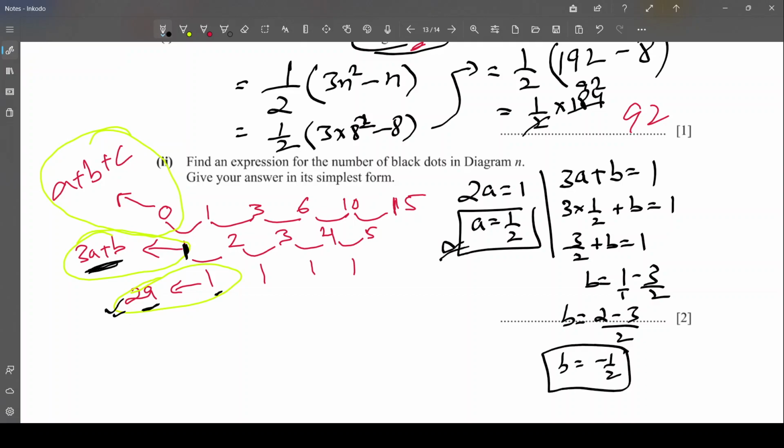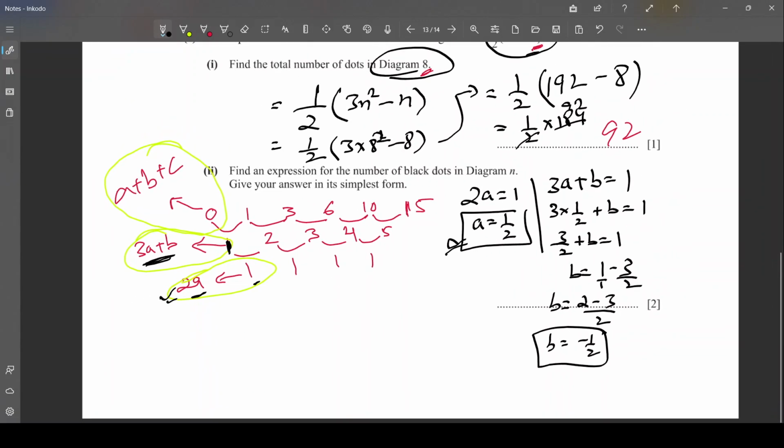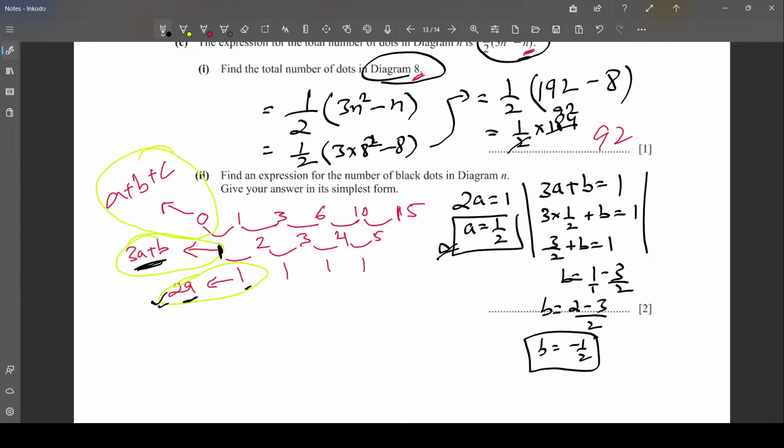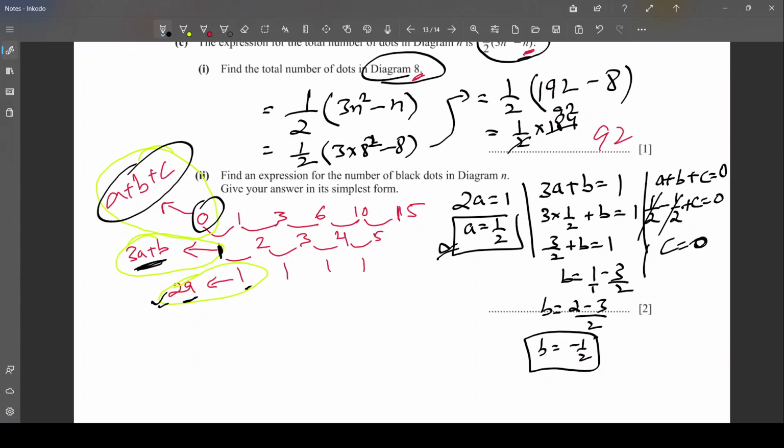So A we got as plus 1 by 2, and B we got as minus 1 by 2. And what will be the value for C? A plus B plus C equals what? 0, right? A plus B plus C equals 0, so we'll put it equals to 0. A is 1 by 2 and B is minus 1 by 2, and C we can find out. Plus 1 by 2 and minus 1 by 2 can be cancelled, so C will be equal to 0, right? So we got all the three values, A, B and C.